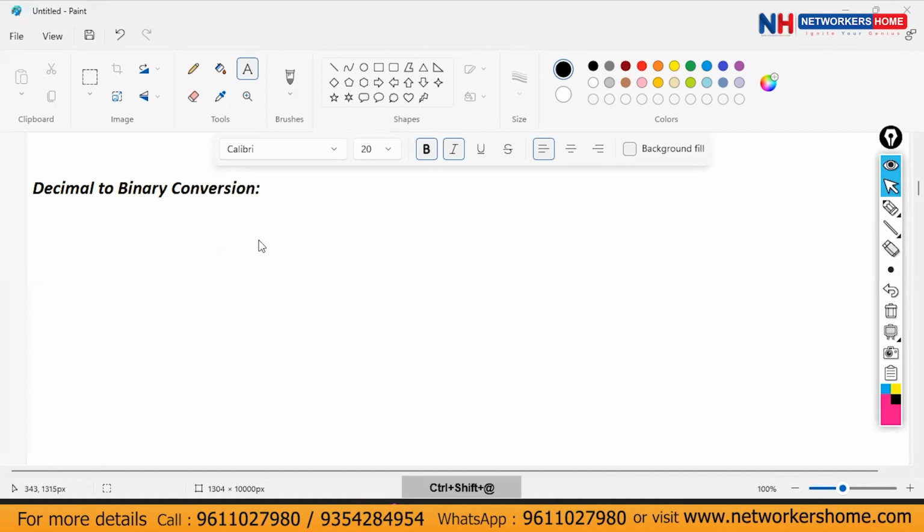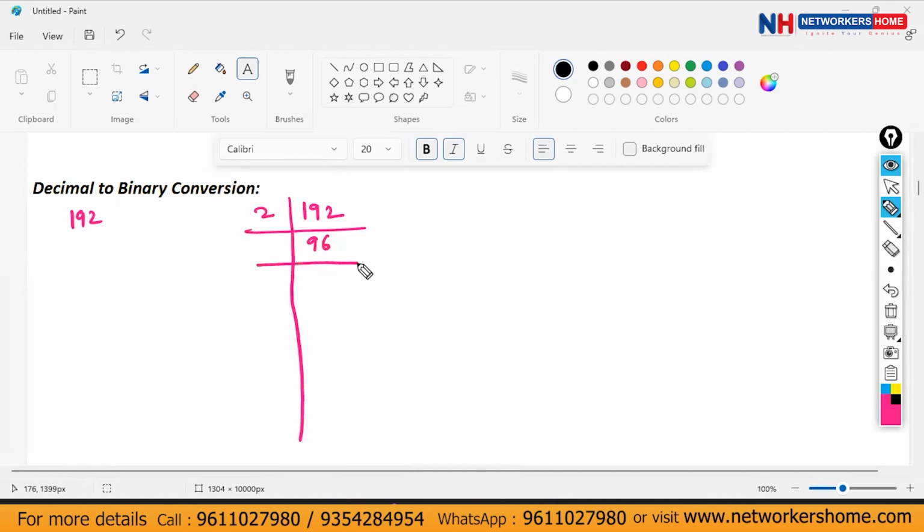So see here, for decimal to binary conversion, let's say I want to convert the number 192 to binary. All I have to do is keep dividing by 2. If I divide it by 2, what will be the value? 96. Is there any remainder? No. So I will write 0. Again divide, 48. Any remainder? No. Again 0. Again divide by 2, 24, no remainder.